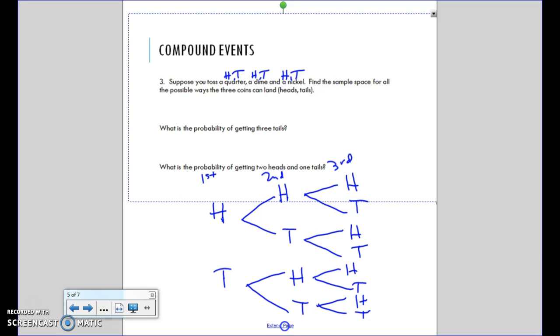And so this is called a tree diagram, but what we want to find is the sample space, all the different ways that we could have the 3 coins land. So I could land with all heads. I could land with a heads, and a tails. Or I could land with a heads, a tails, a heads. I could land with a heads and then a tails, then a tails.